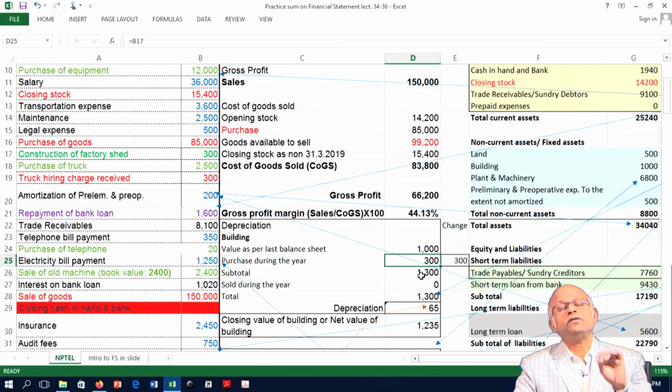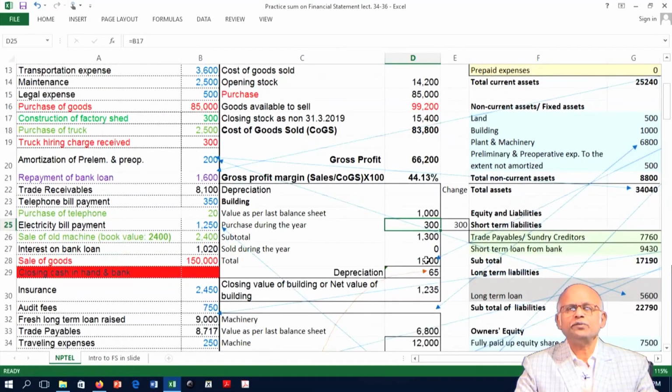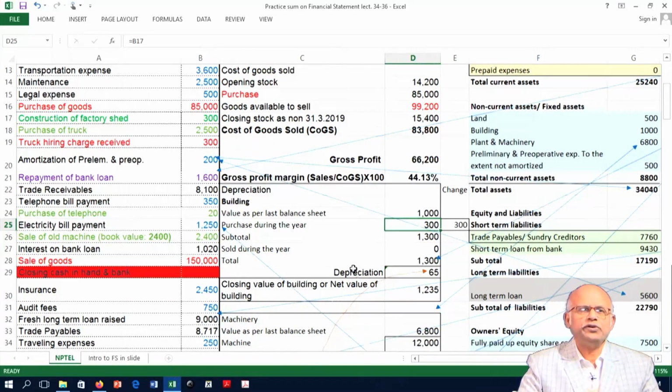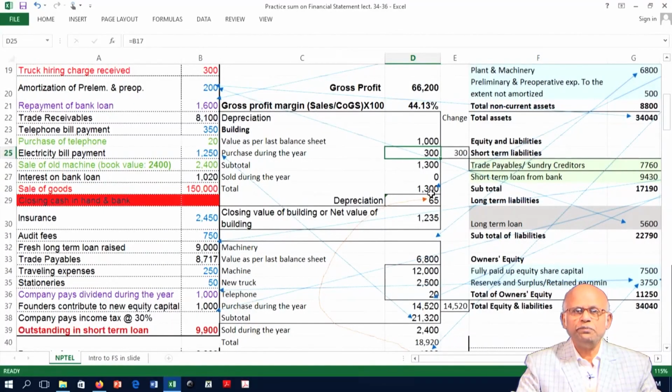This is the total value of fixed asset now, which is to be depreciated, and as I said, the depreciation rate is 5%. So, 1,300 rupees is to be depreciated at 5%, and we are assuming that we have procured this asset in the first half of the year. We are not going into this part of depreciation philosophy. Whatever is there, we are taking it as if it is procured in the first half. So, 5% of 1,300 is 65 rupees. So, depreciation on building is 65 rupees.